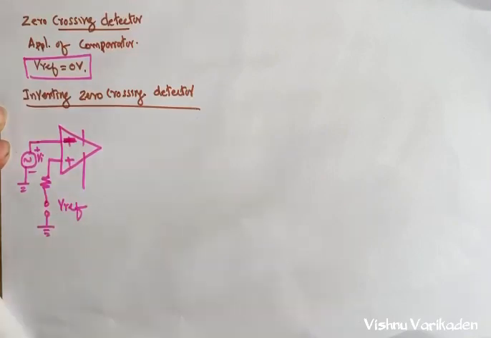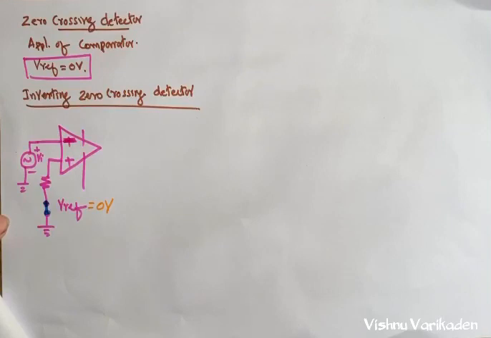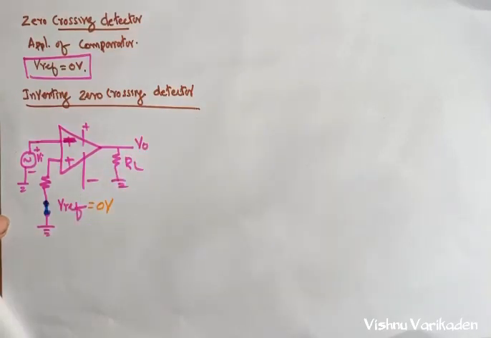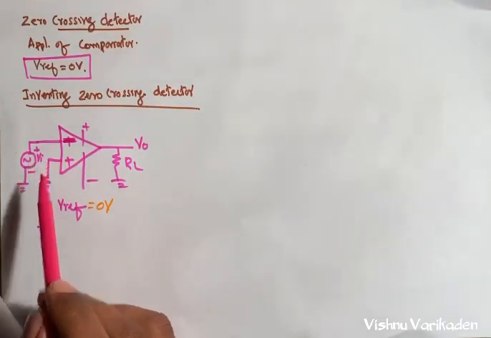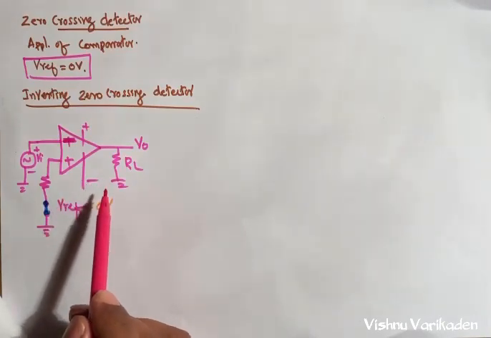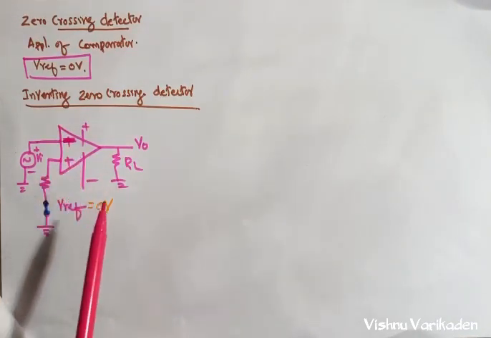The reference is connected to ground. So in this situation the reference voltage is zero. Whenever the input is switched to a positive voltage or negative voltage, we can detect the output. The zero crossing detector detects whenever the input is crossing the zero reference. That is simply why it is called a zero crossing detector.